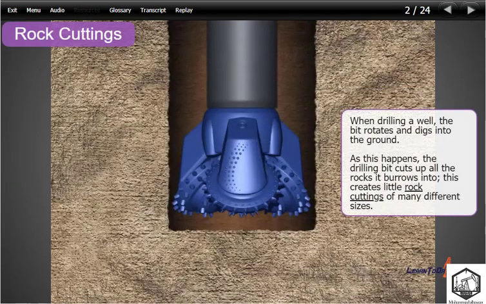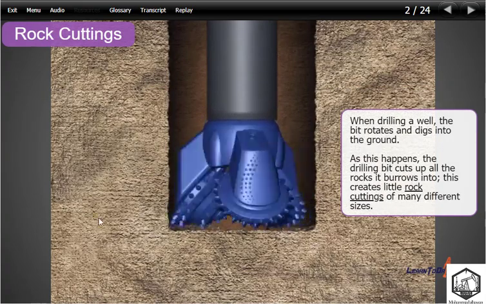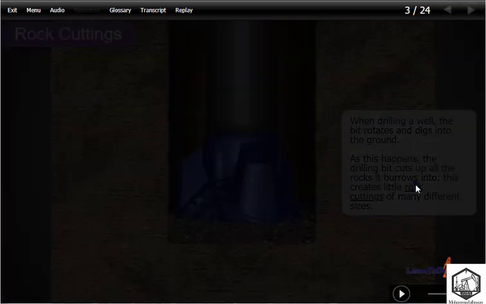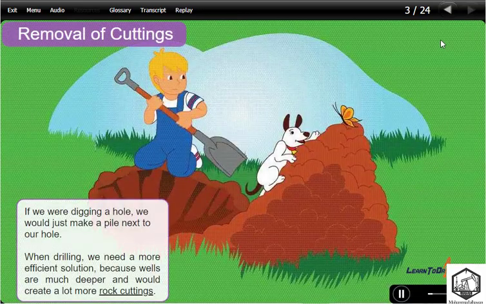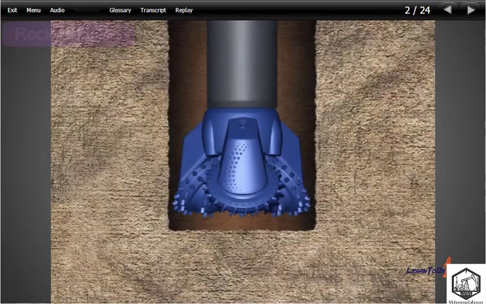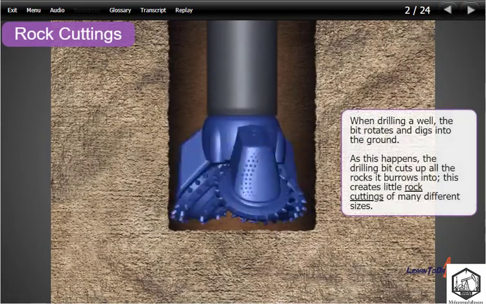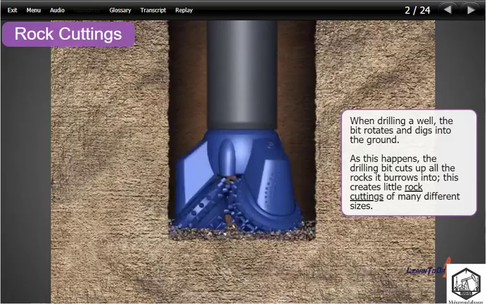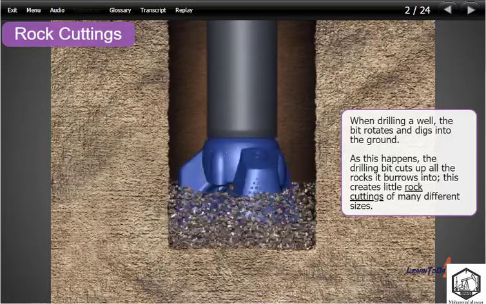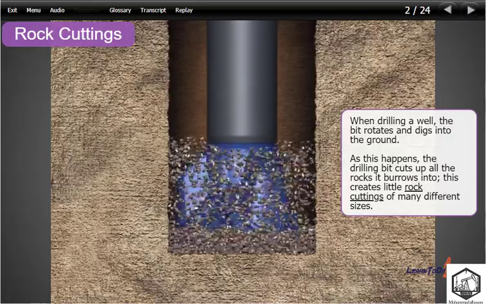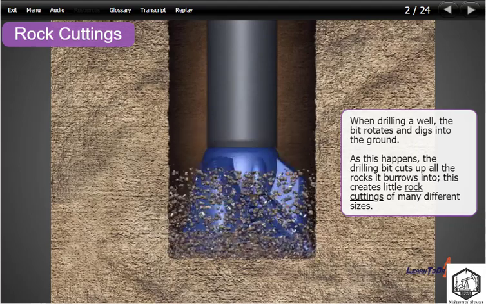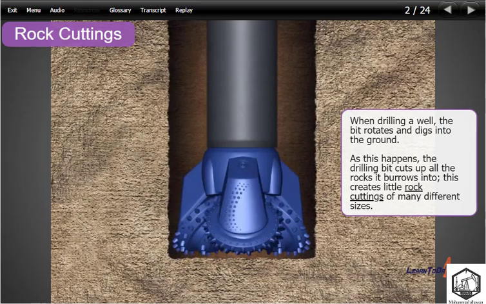When drilling a well, the bit rotates and digs into the ground. As this happens, the drilling bit cuts up all the rocks it burrows into. This creates little rock cuttings of many different sizes.